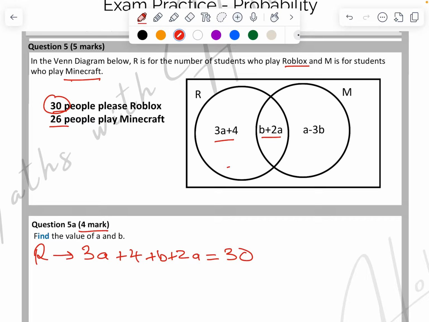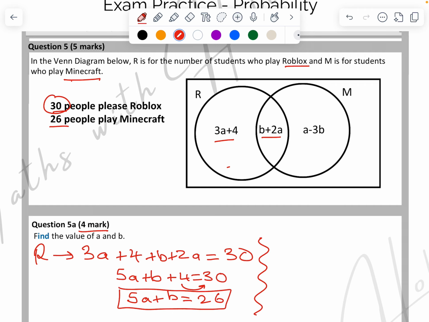Okay, so what does that mean? Well, let's simplify. So 5A plus B plus 4 is 30. Well, I can actually move the 4 over. So 5A plus B equals 26. And that is for roadblocks. Let's go and do the same for Minecrafts. So I'm going to add this and this together. So B plus 2A plus A minus 3B, that has to equal 26. So if we simplify it, 3A minus 2B is 26.